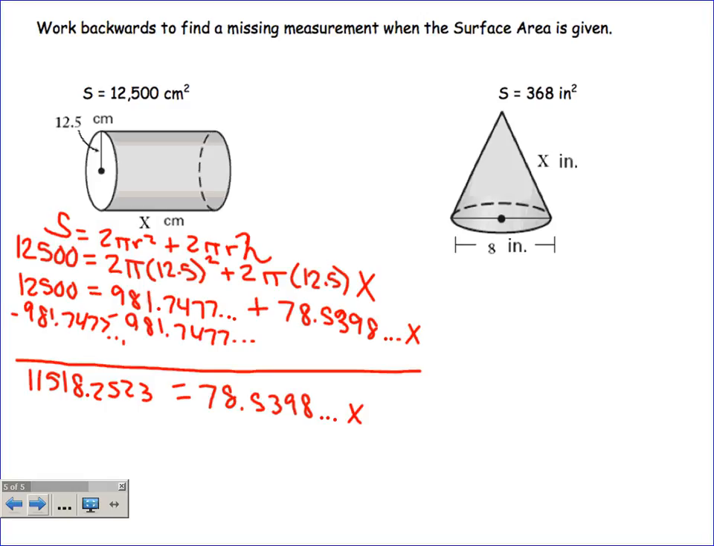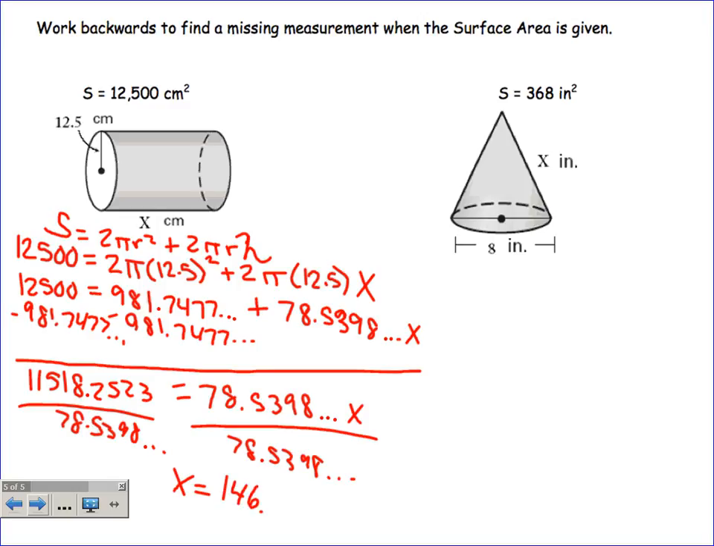So let's divide that by 78.53981634. X equals 146. To the nearest tenth would be 146.7, so that's kind of weird. I rounded all those numbers and I still got the same answer.